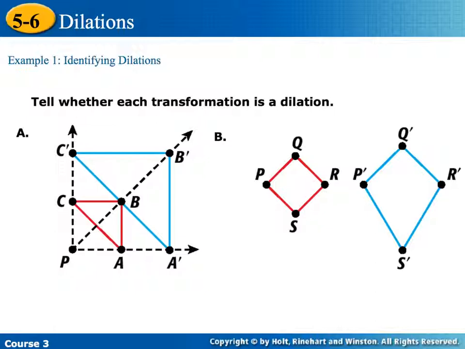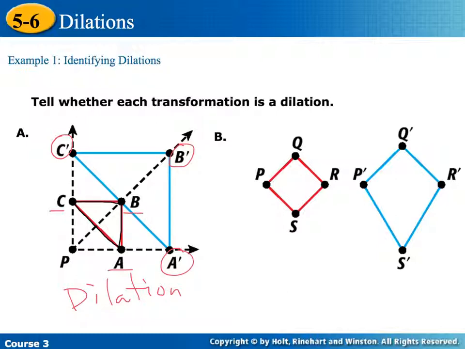So if I look at this very first problem, notice this is my pre-image. Why do I know it's my pre-image? Because there's no prime. That's my image. So I start at the red one and I move into the blue. Notice my shape does not change. My size does, but my shape does not. So this is a dilation.